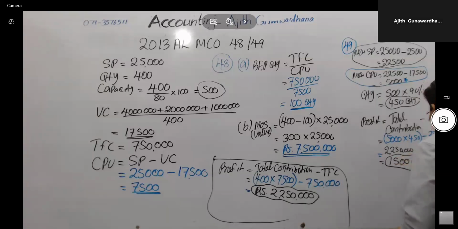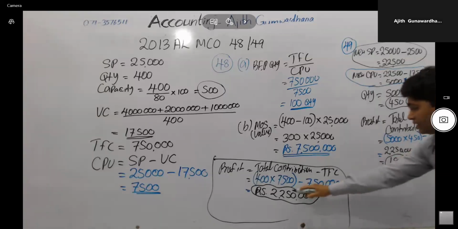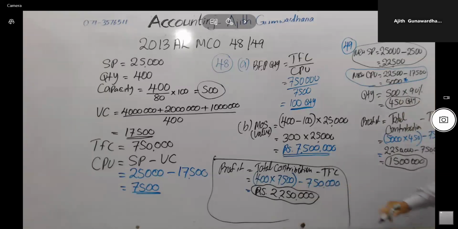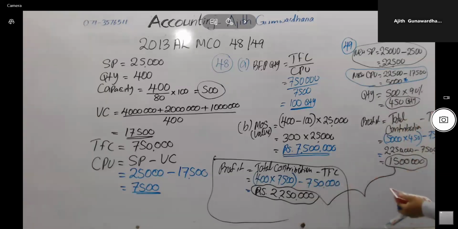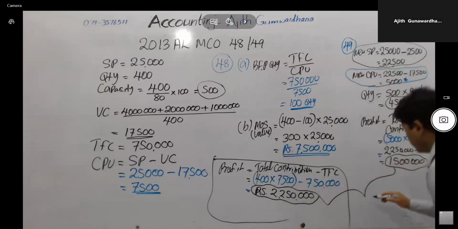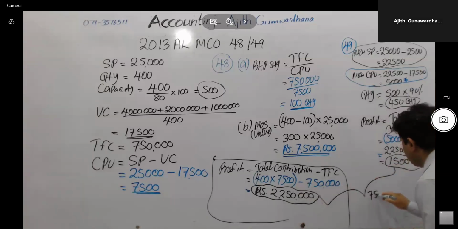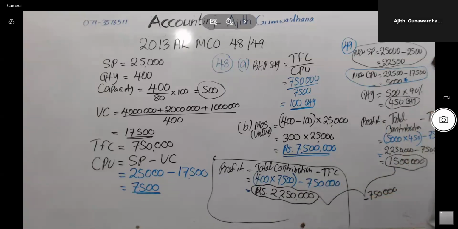This is profit after reduced selling price, and this is profit before reduced selling price. Therefore, there's the effect on profit, the net impact on profit: is there an increase or decrease in profit? The difference equals 750,000. Profit decreased by 750,000. Therefore, this is the answer for 49: profit decreased by 750,000 after the reduced selling price.